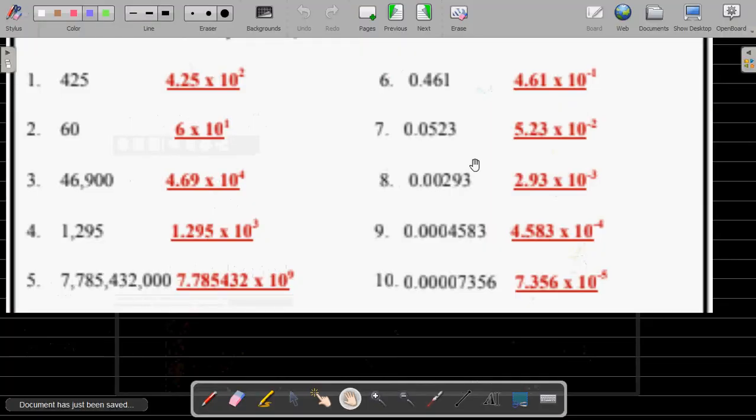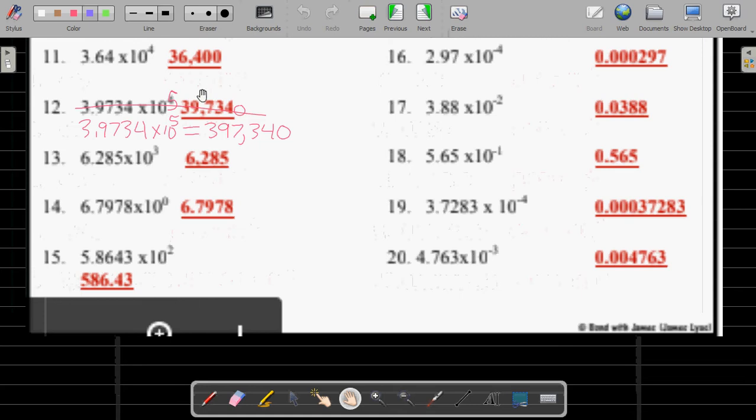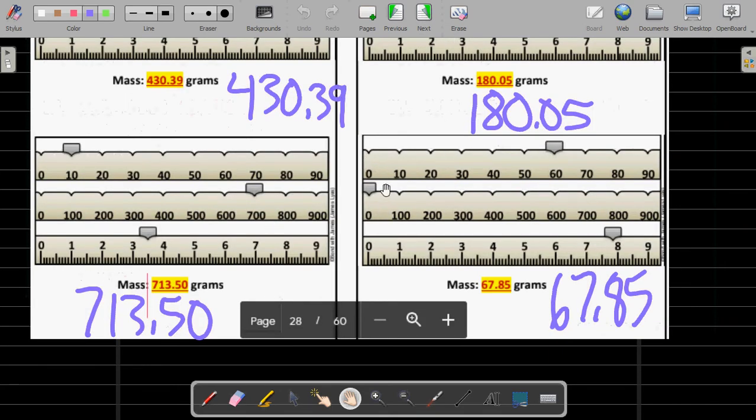Alright, so you should have these correct answers down. If you do not, you can pause and we'll move on. Alright, so here there's actually a mistake in the answer key. This one should be 3.9734 times 10 to the 5th, and you would convert that to standard notation, and you have 397,340. Alright, so again, pause the video here and make sure you get all the answers. Alright, and then you should have this one as well.